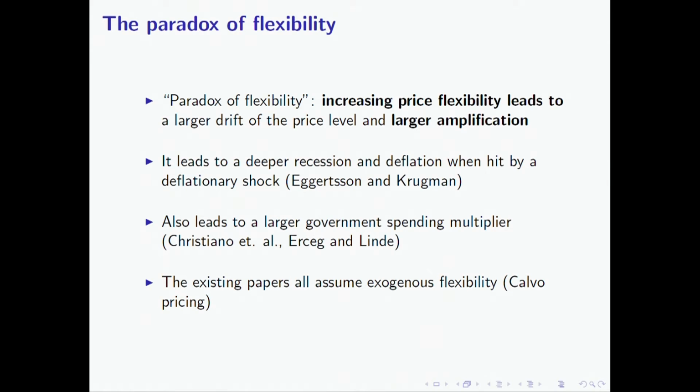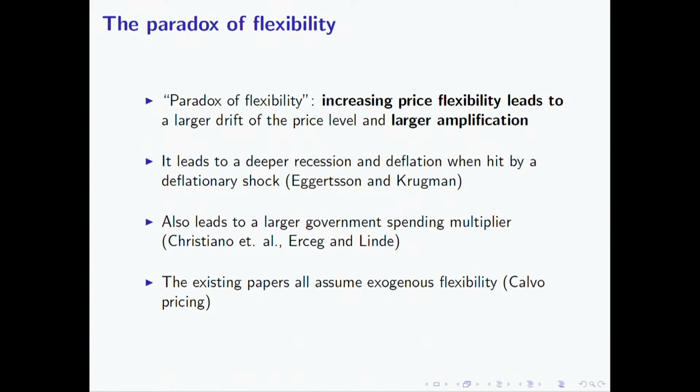Well, because in the limit, when prices are fully flexible, that means 100% flexible, they react immediately and fully to the shock, then we know that the government spending multiplier is less than 1, and there is no amplification of shocks. But as you increase price flexibility towards the limit, the multiplier increases. And so there is this non-monotonicity in the relationship. In particular, increasing price flexibility leads to a deeper recession and deflation when the economy is hit by a deflationary shock, as shown by Eggertsson and Krugman. And it also leads to a larger government spending multiplier, as shown by Christiano and co-authors.